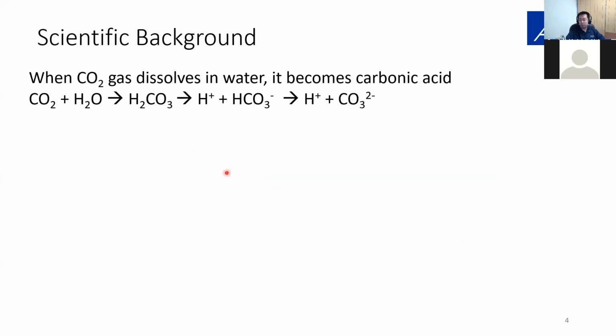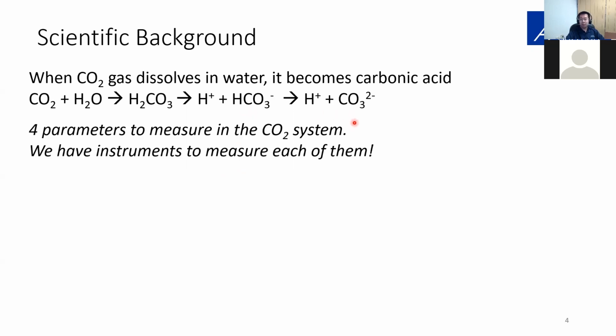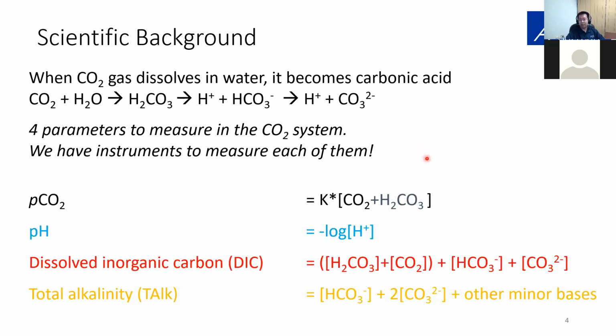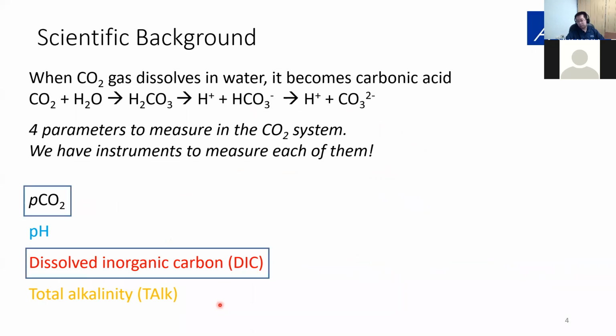And when CO2 dissolves in water, it becomes carbonic acid in a series of reactions in which bicarbonate and carbonate ions form. Then there are 4 parameters to measure in the CO2 system, and we have instruments to measure each of them. And the parameters are partial pressure of CO2 dissolved in water, pH, dissolved inorganic carbon or DIC, and total alkalinity. Today, we'll just focus on these 2 that are realized by taking CO2 measurements.